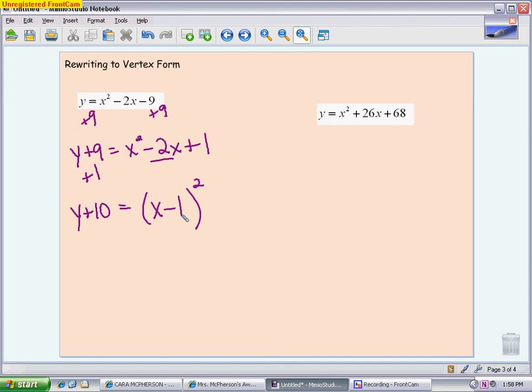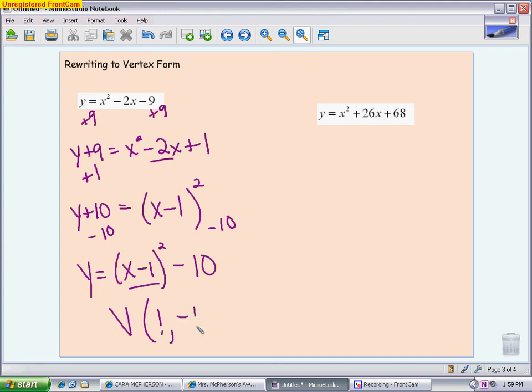Again, it's going to be x and then plus or minus half of that b value. So it was minus 2x is your b value, so it becomes minus 1. Last step, vertex form still has y by itself, so I'm going to subtract 10 from both sides. My final answer in vertex form is x minus 1 being squared minus 10. If you'll remember, your vertex is the opposite of what is in parentheses. So instead of a minus 1, it's a positive 1, and then whatever is outside the parentheses.